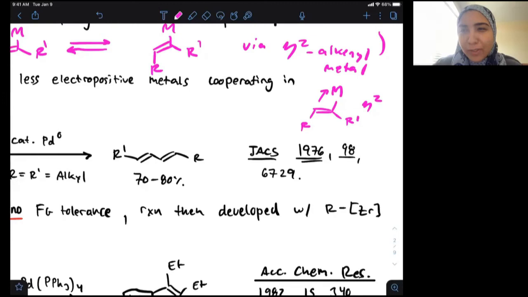Correct. Okay. So for the nickel and the fact that it sort of undergoes this isomerization faster, does that have anything to do with the fact that it might be operating with radical conditions? That's a good question.